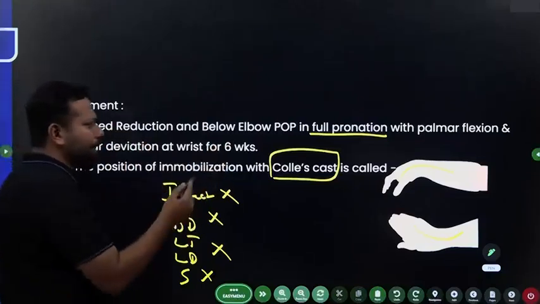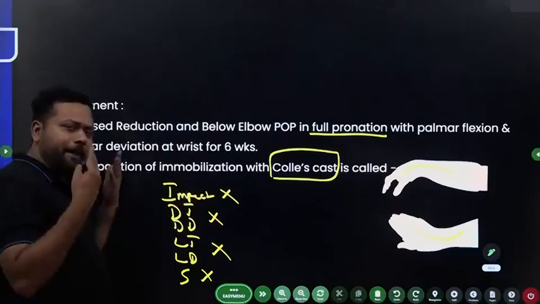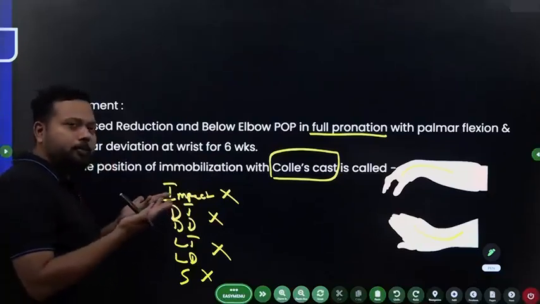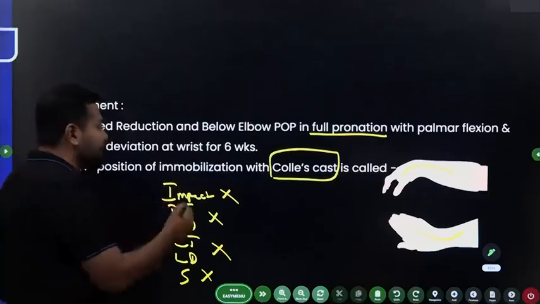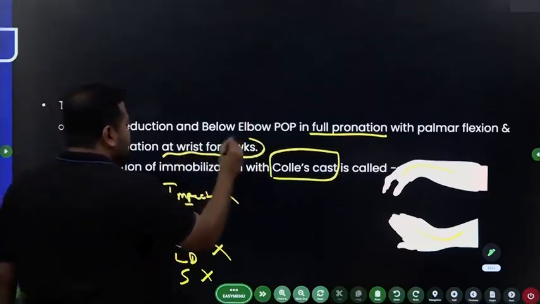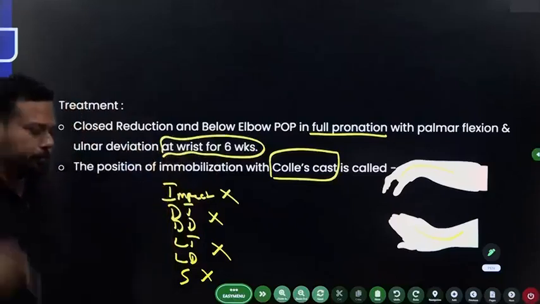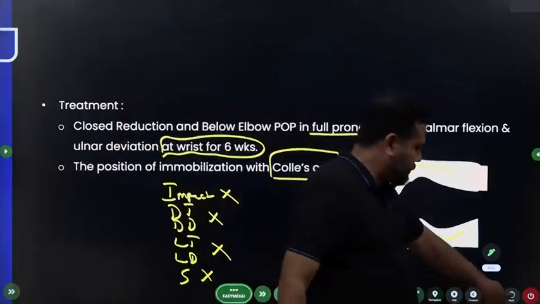Very, very important. Practically, as an orthopedician, daily we are seeing these cases. How many thousands of cases I would have reduced in these 20 years of experience. And you immobilize this for 6 weeks. Excellent prognosis.